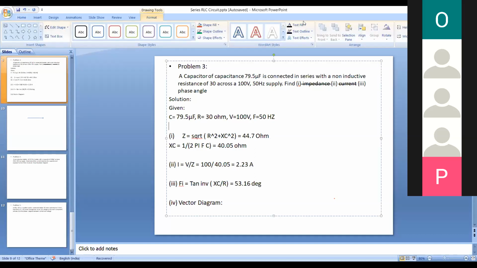And Z, I don't know how you made that error. With a non-inductive resistance of 30, R square is 30 square, plus XC square, 40.05 square, and the square root of the answer. 50.04 I'll get. Did you all check? 50.04, correct?